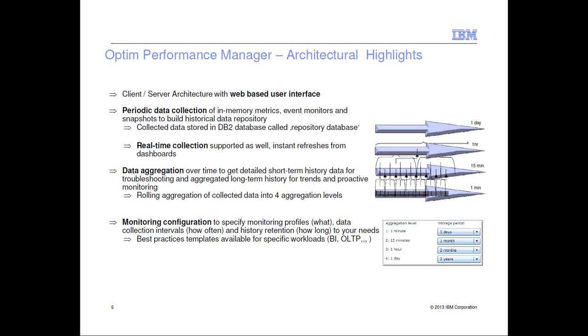The data that is collected by OPM is aggregated into 4 different levels. Out of the box, the default values for these various levels are 5 minutes for aggregation level 1, 15 minutes for aggregation level 2, 1 hour for aggregation level 3, and a 1-day entry for aggregation level 4. What this means is, depending on how your monitored database has been set up to collect performance data, data would be collected every 5 minutes and an entry is made into the aggregation 1 tables.